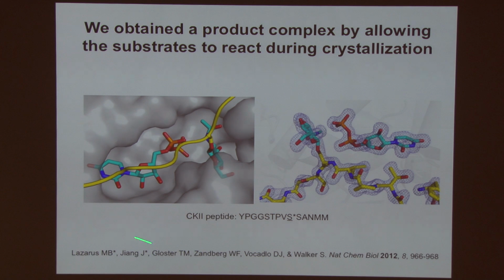But Mike Lazarus, who was a very talented structural biologist, set up crystals with the substrates and found that he got a beautiful 1.8 angstrom structure of the product complex when he did that. And he couldn't get it if he actually made the glycopeptides separately and set them up. And so you can see the sugar nestled down into the pocket in this.